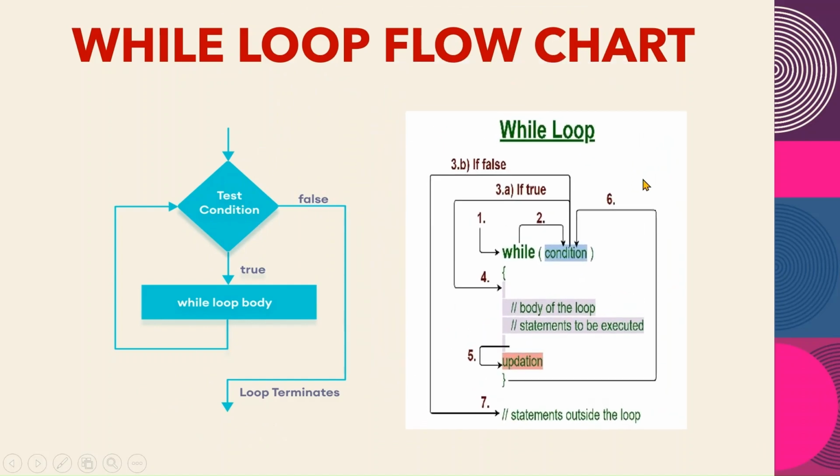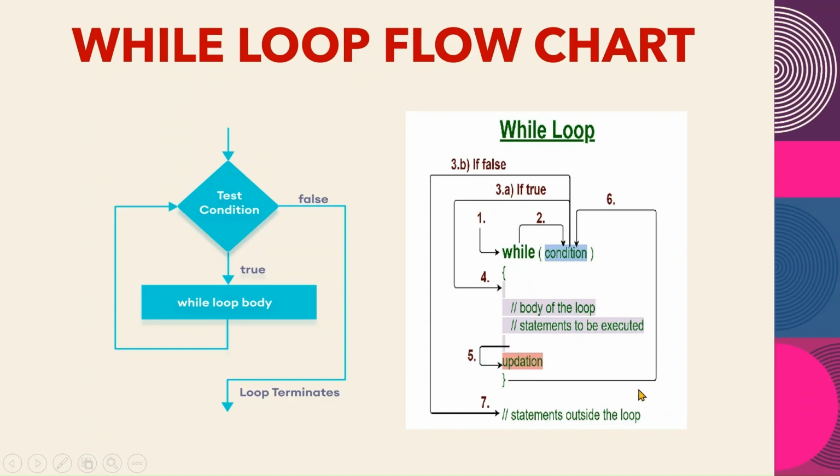Now here we see the steps, how it goes on. So anyhow, we are going for initialization. After initialization, we check the condition here, the while condition. Then the condition is checked. If the condition is true, you can see this, we enter into the loop. The body of the loop will be executed, that is the statements to be executed. And here the updation. Updation could be incrementation or decrementation.